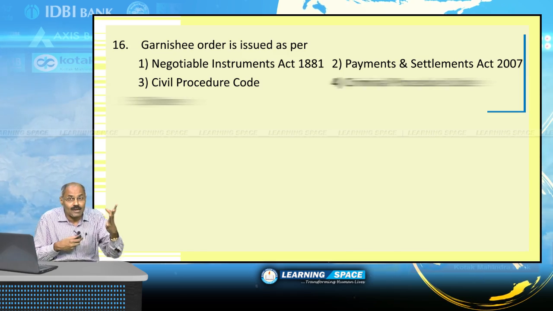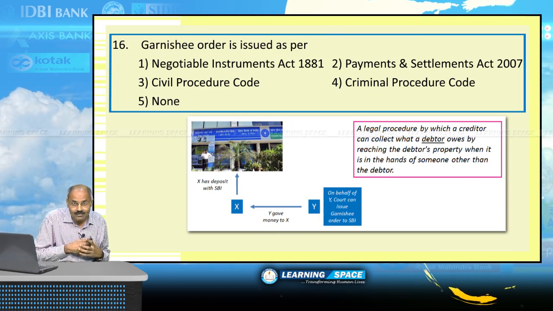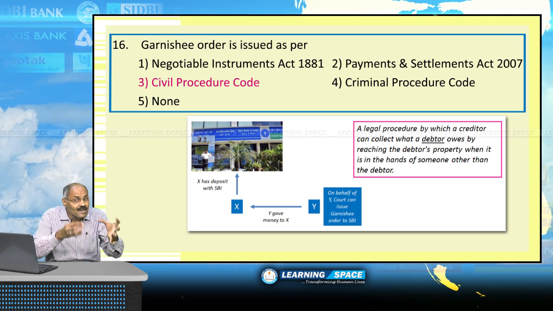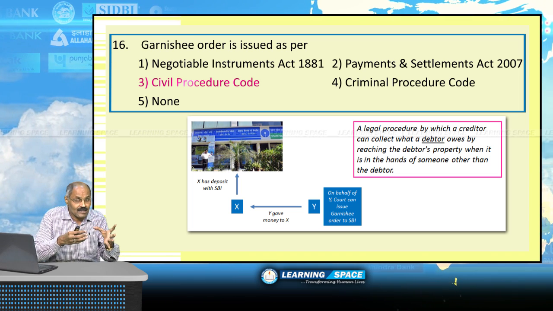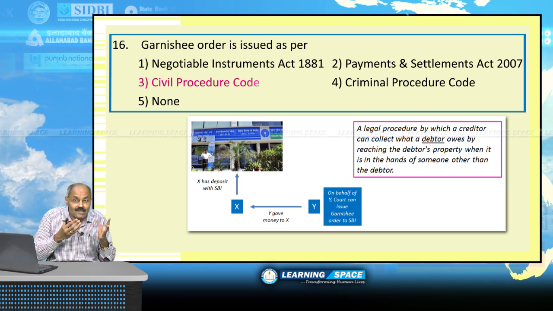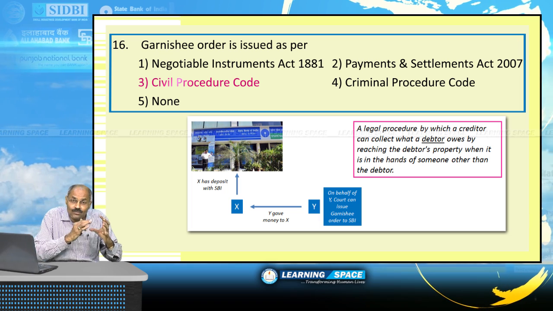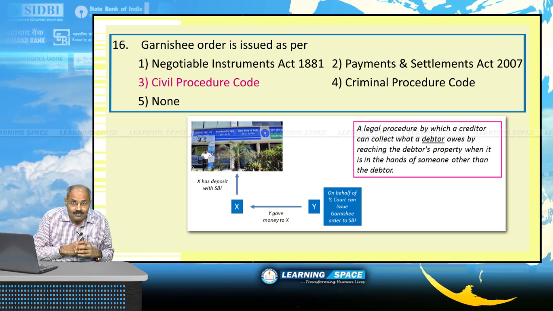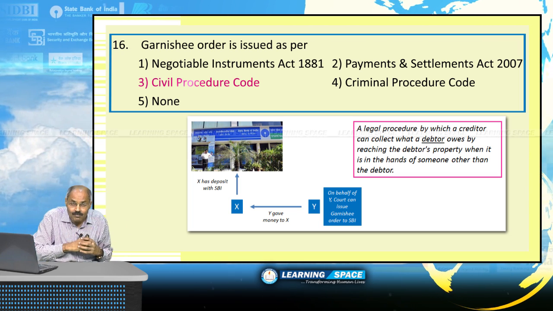Garnishee order is issued as per the Civil Procedure Code. What is a garnishee order? Look into this. X has taken money from Y. X has taken 5 lakhs of rupees from Y, but he is not paying Y. But X has 5 lakhs with the State Bank of India. X has 5 lakhs of rupees with the State Bank of India.